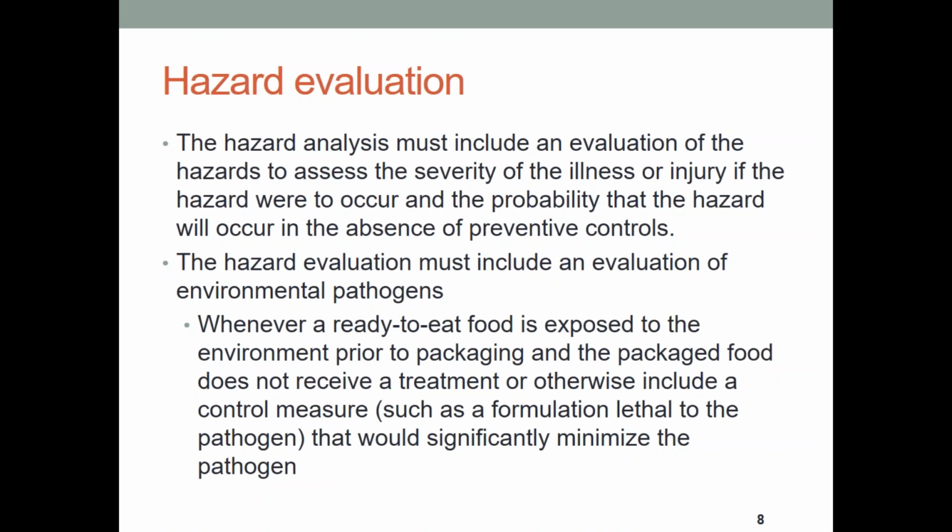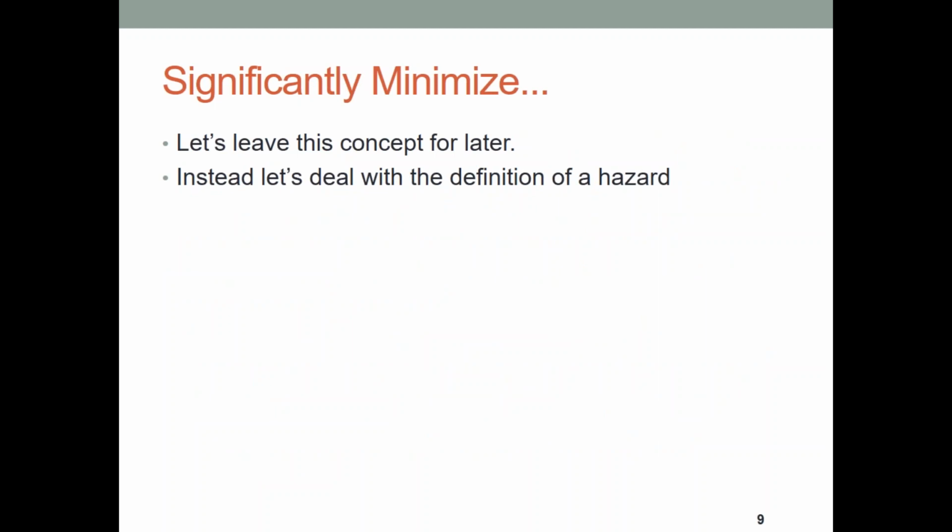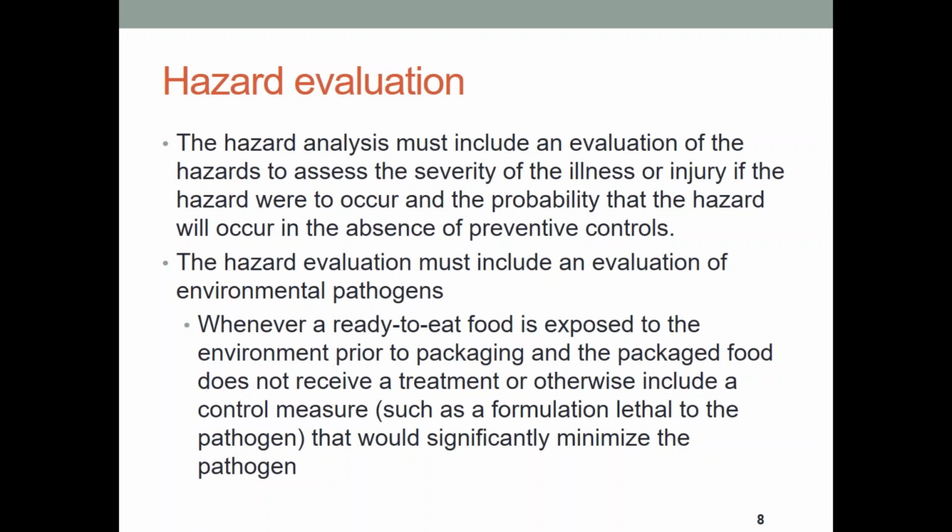So generally, if you have a ready-to-eat food, it's exposed to the environment prior to packaging, and the packaged food doesn't receive a treatment, or otherwise include some sort of control measure that would significantly minimize the hazard, then you have to have a control in place. I want to go back. Let's just take a look back here. This note here, the last sentence there, that would significantly minimize the hazard or the pathogen.